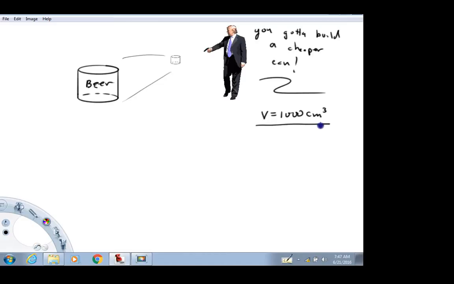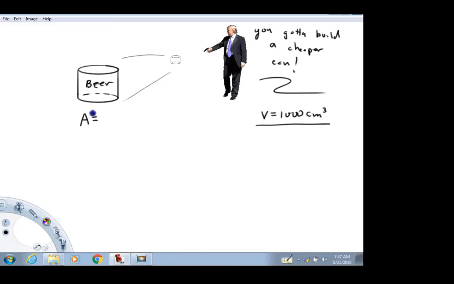Now when I say as cheap as we can, the cost of the can is going to be based on the amount of material, and how much material we use we're going to measure by the surface area of the can. So the first step in these problems is to always identify what it is we're trying to optimize. In this problem, it's area. We want to build this can that holds 1,000 cubic centimeters using the least amount of area. So the area of the can is what we're trying to optimize.